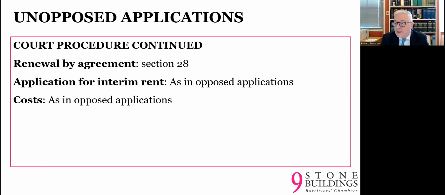The only difficulty about costs in unopposed applications is that it's sometimes difficult to know who won and who didn't win. There used to be a rule that as the parties were coming along to the court and asking the court to knock their heads together and determine the terms of a new tenancy, the normal order should be no order as to costs, but in the 70s, Lord Denning said that was wrong, and it's the usual rules that apply. But as I say, it's sometimes difficult to know who's won and who's lost.